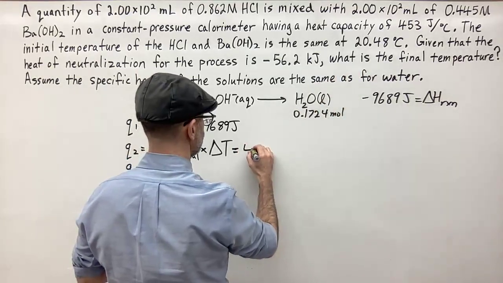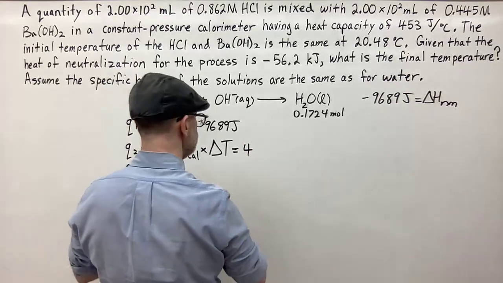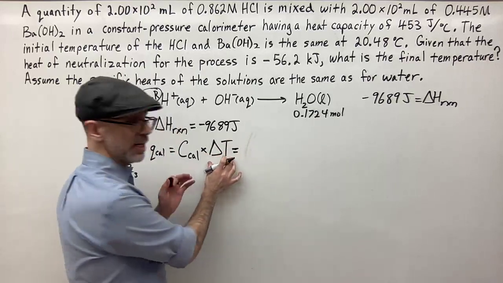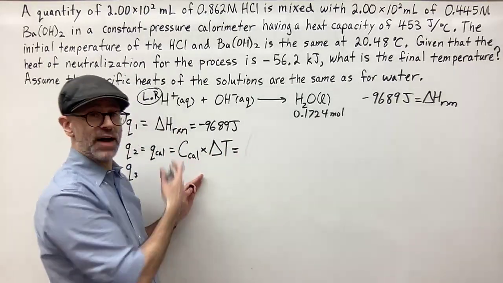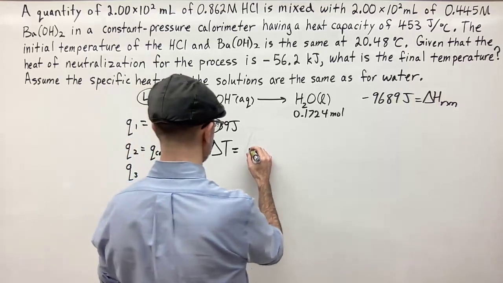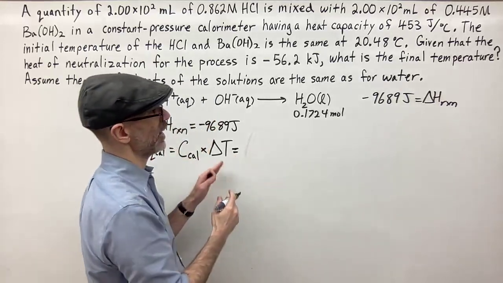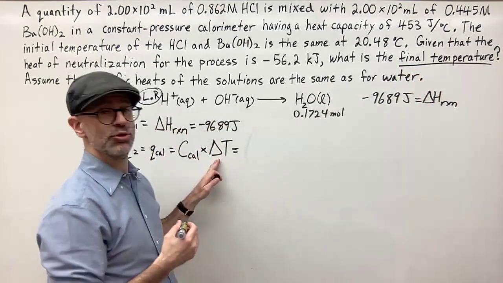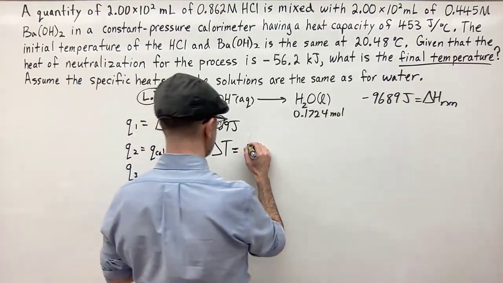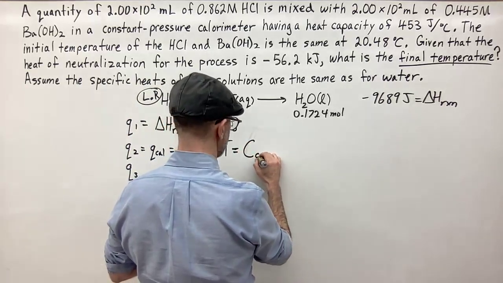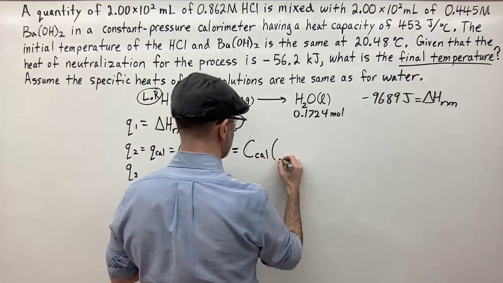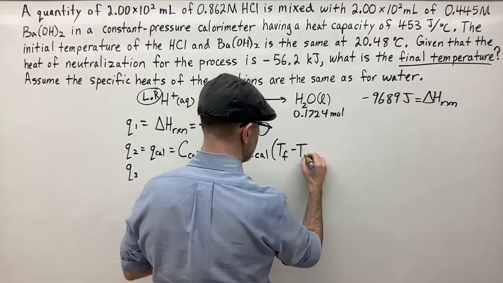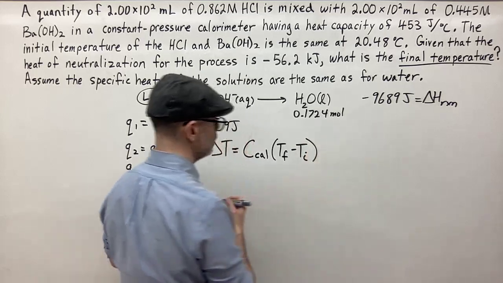So the delta T, remember delta T is final temperature minus initial temperature, so we can substitute that in because we need to find the final temperature. That's what they're asking us for. So we should substitute that in for delta T. So we end up getting the specific heat of the calorimeter multiplied by final temperature minus initial temperature of the calorimeter.